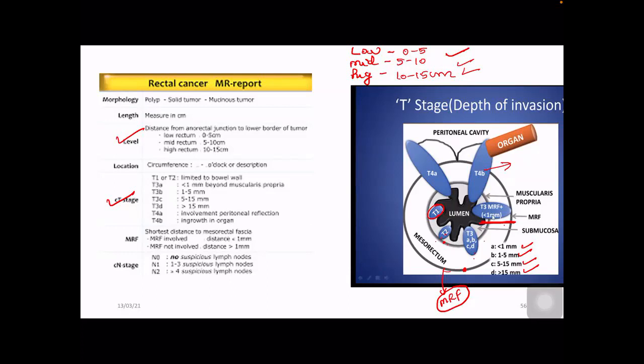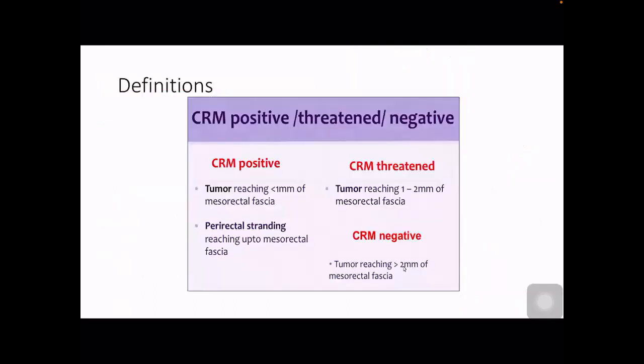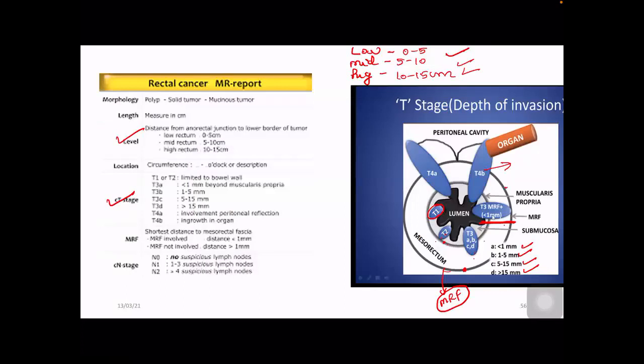When you are doing the rectal cancer surgery, your plane of dissection will be just outside this mesorectal fascia. Therefore, if the tumor is close to this mesorectal fascia, your CRM will likely be positive. So as much as possible, you are going to assess this MRF, the distance of the tumor from the mesorectal fascia. Ideally, we want the distance of the tumor from the mesorectal fascia to be more than 2 mm.